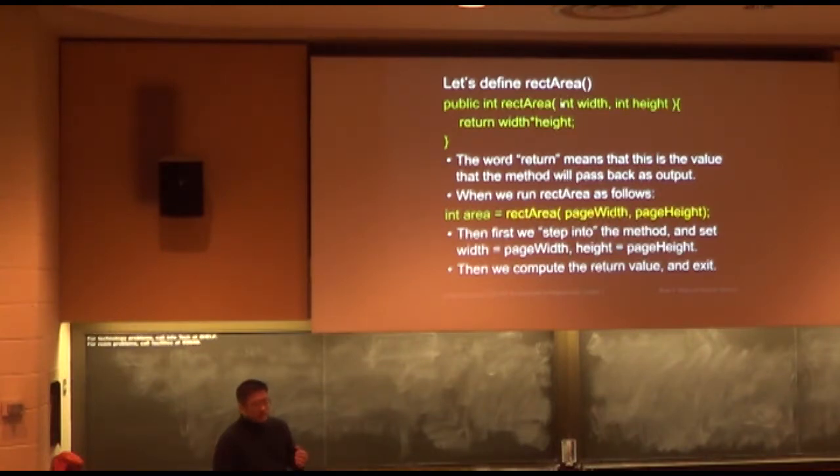So if I have 2 or 3 integers, I can't say int width, comma, height, comma, length, comma, number. I have to say int width, comma, int height, comma, int length. And the reason for that is that the method determines what the inputs are based on the order in which you write them in the method call.